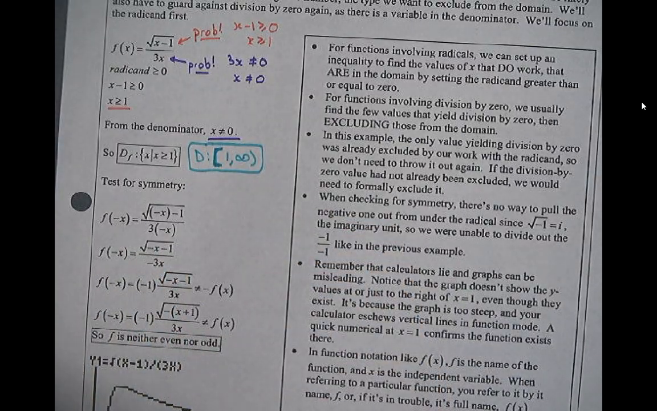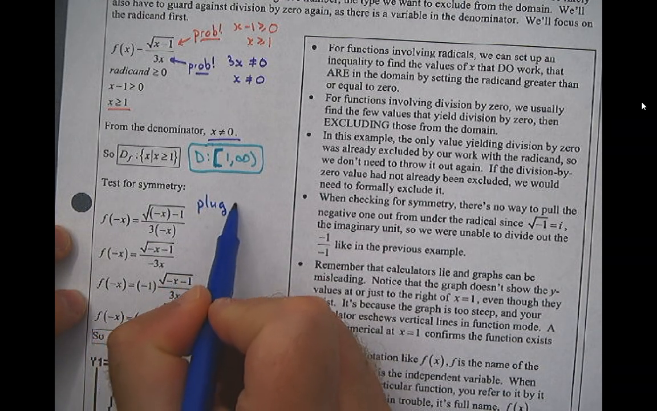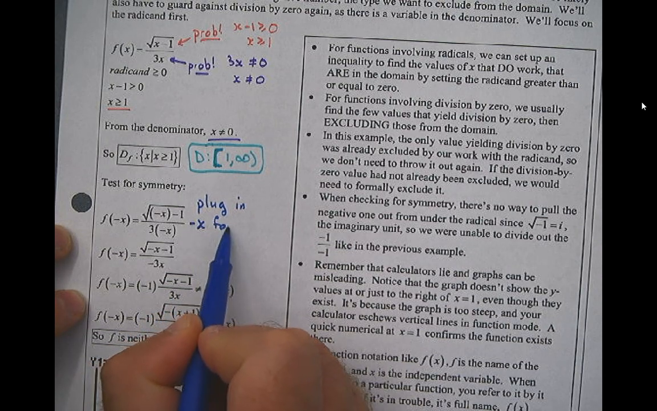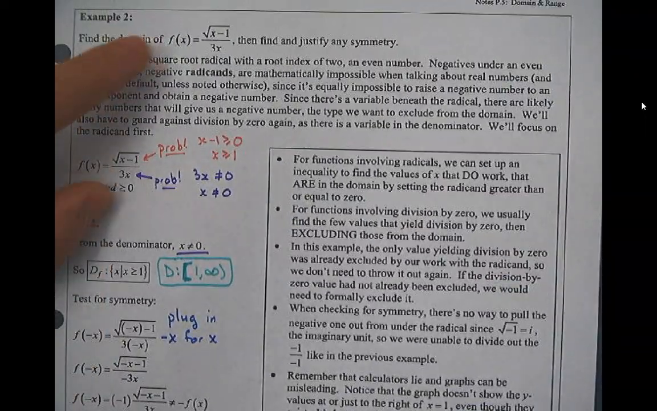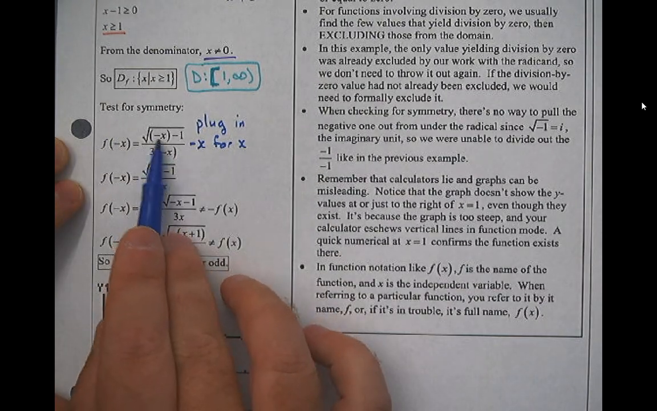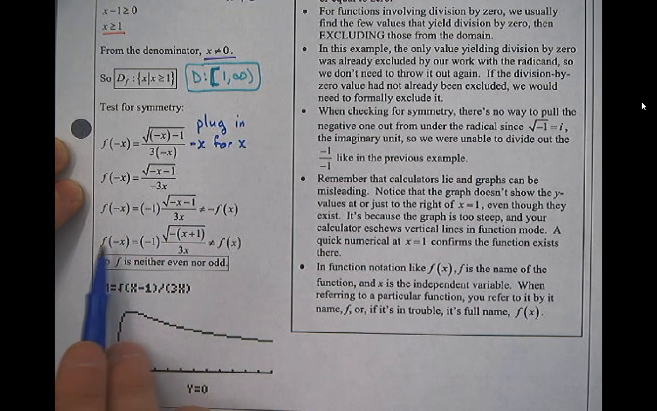Here we go again. We're going to test for symmetry. How do you test for symmetry? Plug in negative x for x. So I take my equation, and everywhere there's an x, I'm going to replace it with a negative x. We start to clean it up. Negative x is just going to still be negative x, and negative x times 3 is negative 3x.